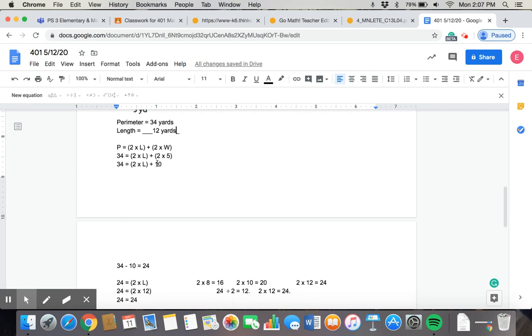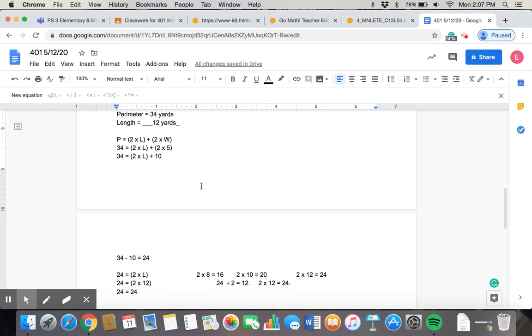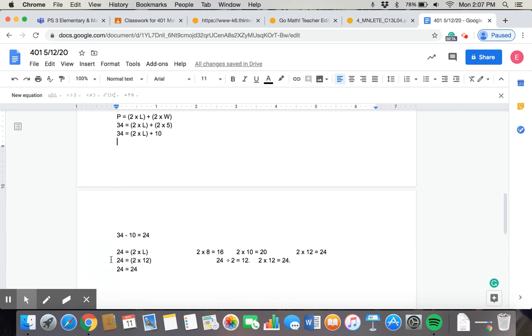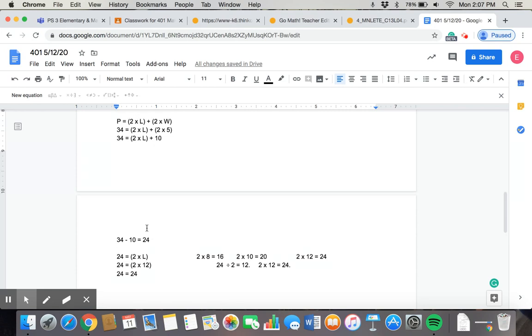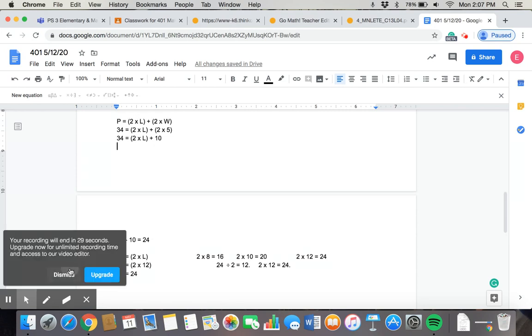Now, another way we could have solved it, when I got to right here, 34 equals 2 times L plus 10, I could have just thought 2 times what number plus 10 will give me 34. Maybe right away you were able to say, hey, I know 2 times 12 will give me 24, and I know this needs to be 24 plus 10 to give me 34. You may be able to do that. If not, this is another great way that you can do it, and you're not doing too much math in your head. Everything's written down, and you're not going to make as many possible mistakes.